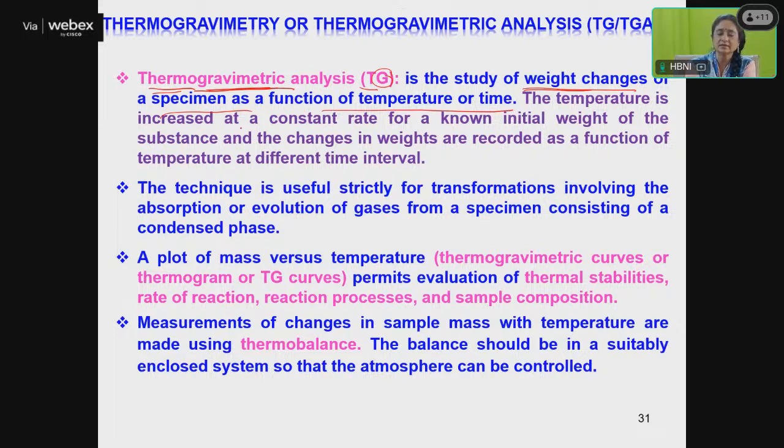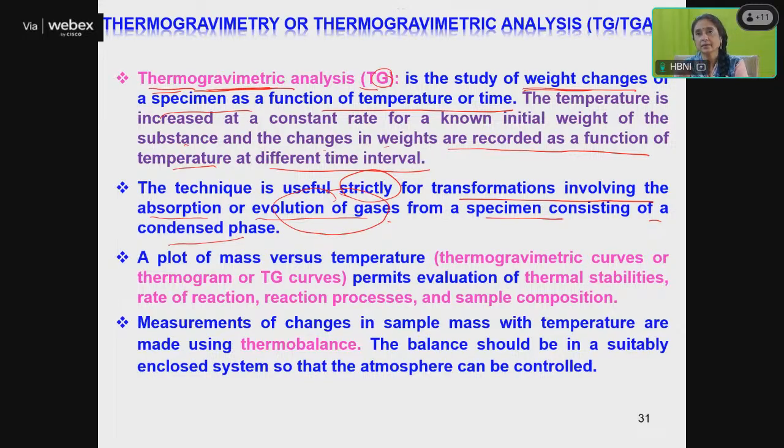The temperature is increased at a constant rate for a known initial weight of the substance, and the changes in weight are recorded as a function of temperature at different time intervals. So this technique is useful strictly for transformations involving the absorption or evolution of gases from a specimen consisting of a condensed phase. Now this evolved gas also can be analyzed by either an IR or mass spectrometer, and that is what is called EGA or evolved gas analysis.